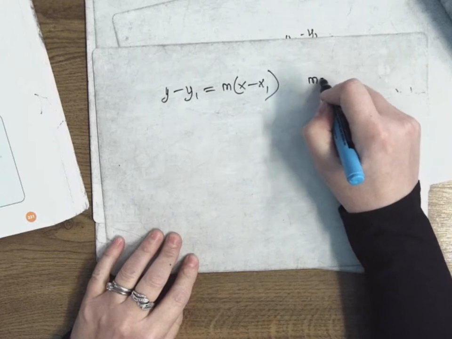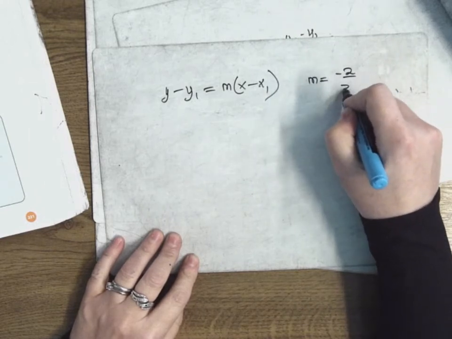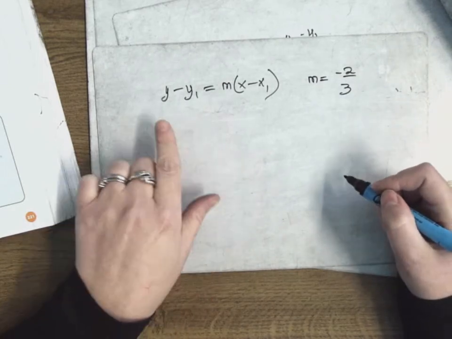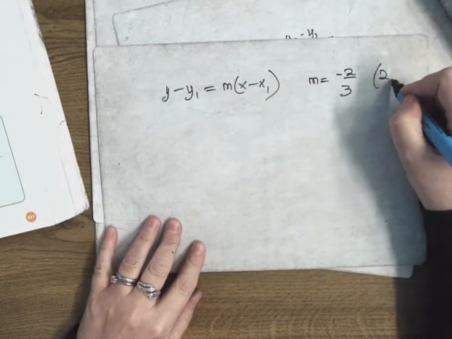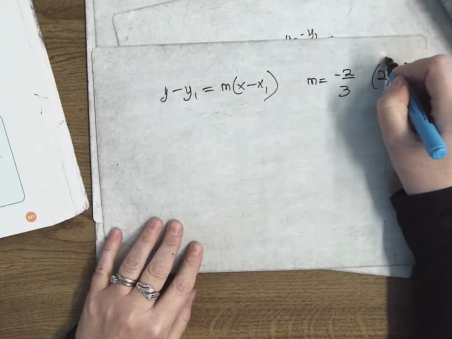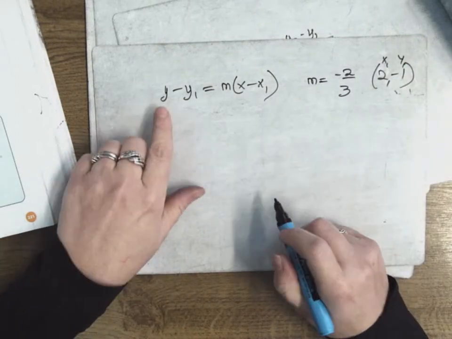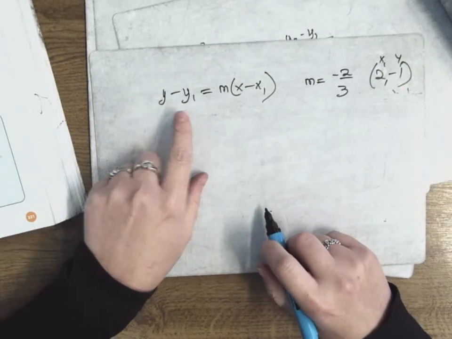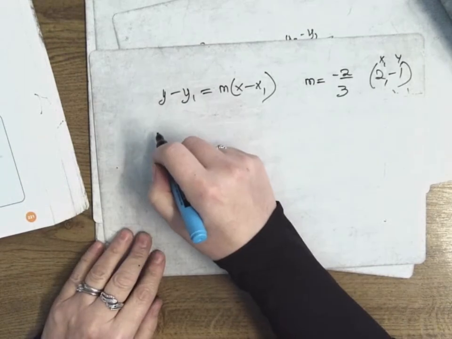So I'll make up a slope and I'll say the slope is -2/3. And they have to tell me a point, x1, y1. So I'll make up a point 2, -1. That do me? Right. So I call this x1, y1. And then I fill in. You never fill in for x and y, you fill in for x1 and y1. Isn't that right?